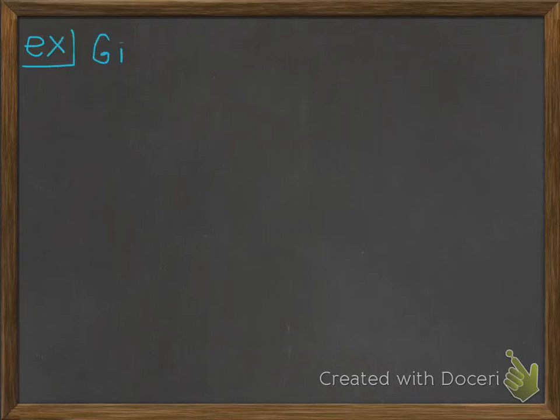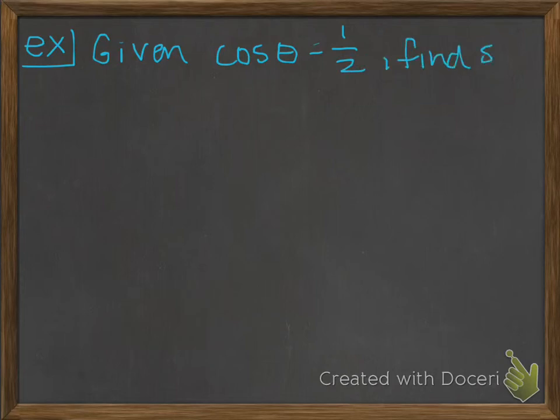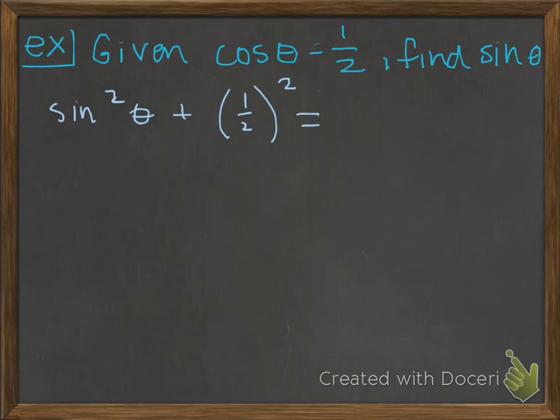Okay, so given that cosine is 1/2, find sine. So notice now you're given cosine, but you can still find sine. It works very similar. So sine squared of theta plus 1/2 squared, because 1/2 is the cosine, so I'm replacing cosine with a half, equals 1. Now I square that fraction. So 1/2 times 1/2 would be 1/4.